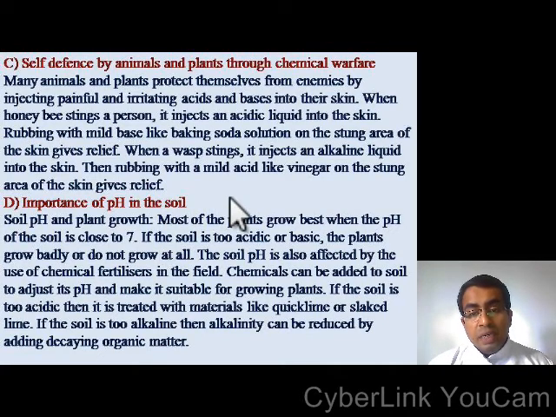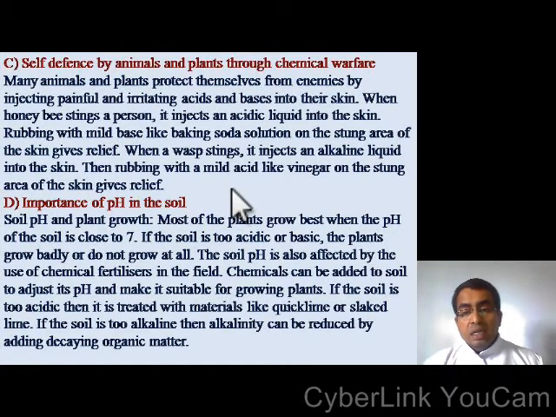Then importance of pH in the soil. Soil pH and plant growth. Most of the plants grow best when the pH of the soil is close to 7. If the soil is too acidic or too basic, the plants grow badly or do not grow at all.